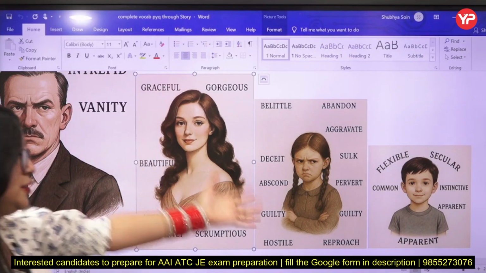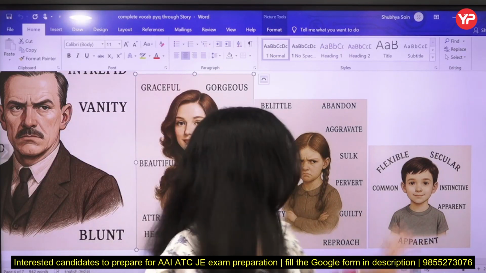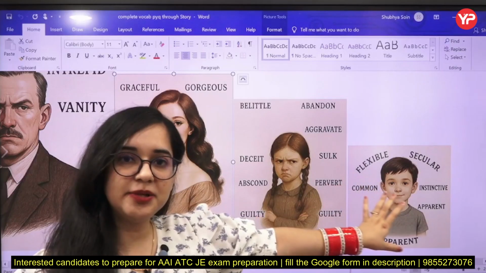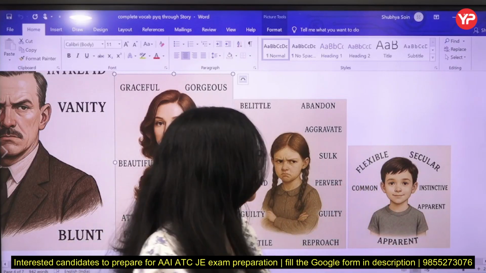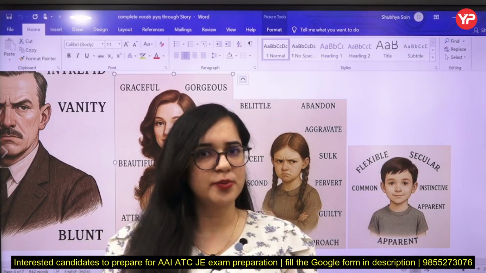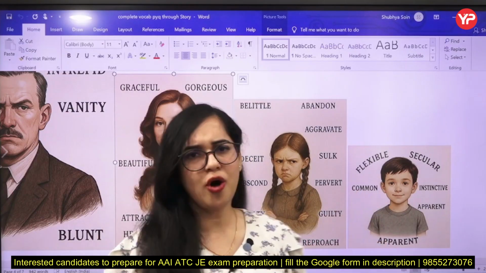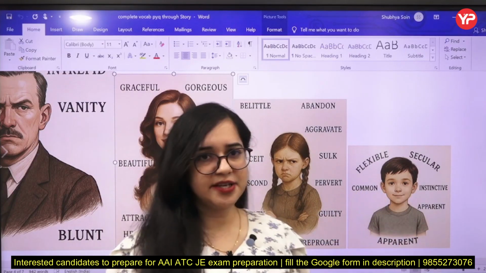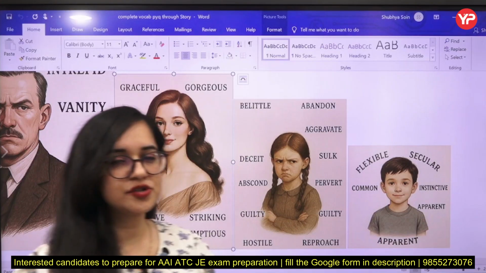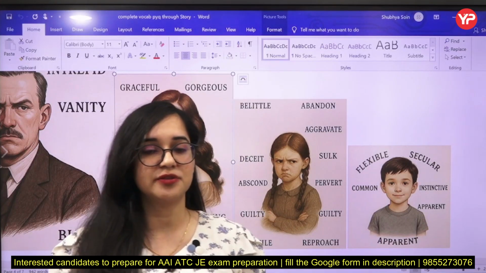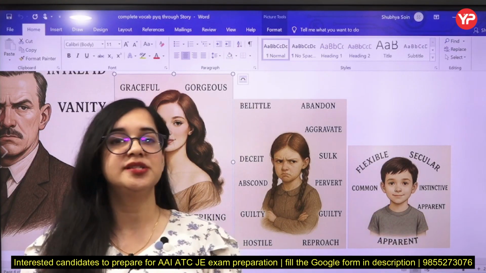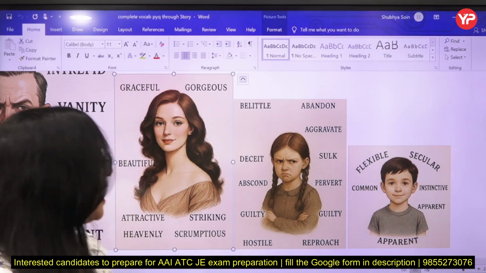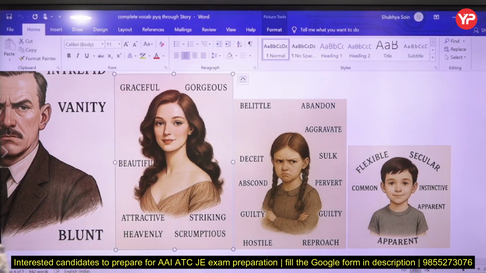Last but not the least is you, that is an imaginary character, a brother who is very flexible, very adaptable to new situations. Secular, not fixed to any religious mindset, common as every brother is. Instinctive, who has his instincts. Oh, my sister is going to run away, my sister is going to take the chocolates out of the fridge. So that is his instinct, very much pronounced. And then apparent, he's a very clear person, right? So instinct, something that is done naturally, and apparent, something that is very precise and clear.